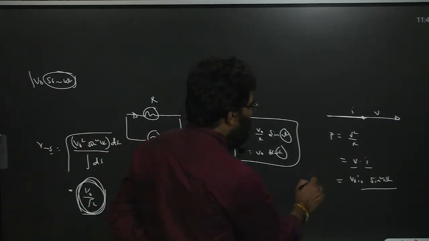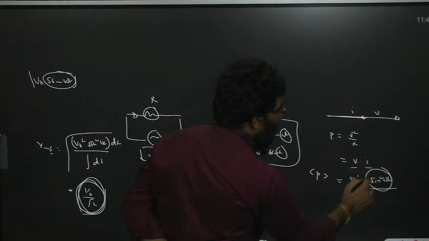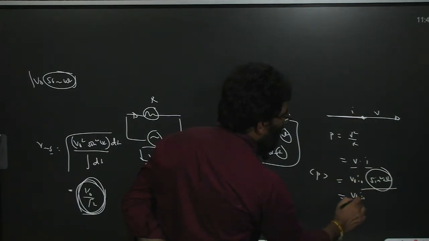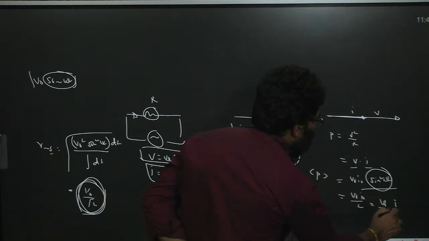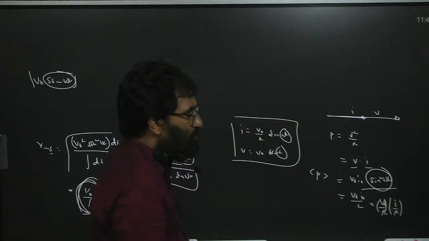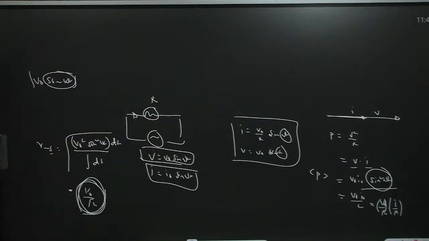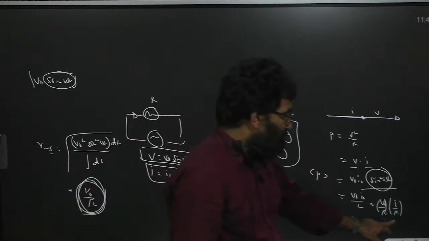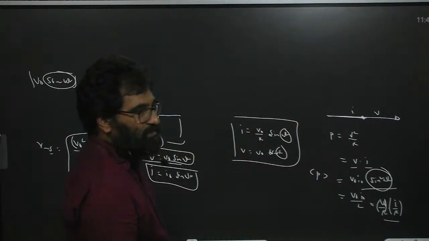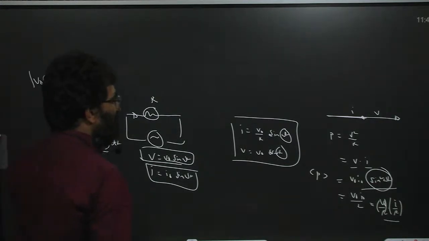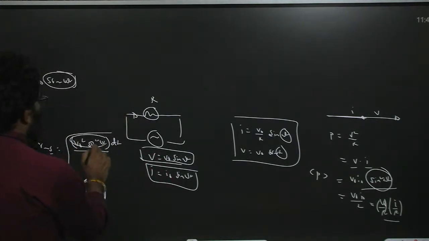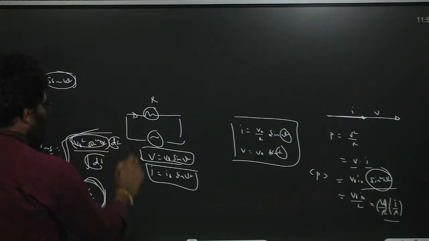P average is the average value of sin square omega t, 1 by 2, times V naught I naught. So we can write V naught by root 2 times I naught by root 2. V naught by root 2 is the RMS value, and I naught by root 2 is the RMS value. So the power consumed by a resistance connected to an AC source is V RMS into I RMS only. Now, the RMS value is calculated by root mean square.